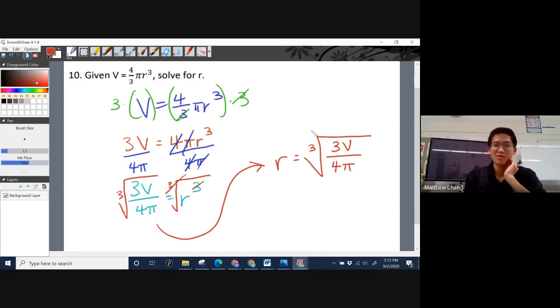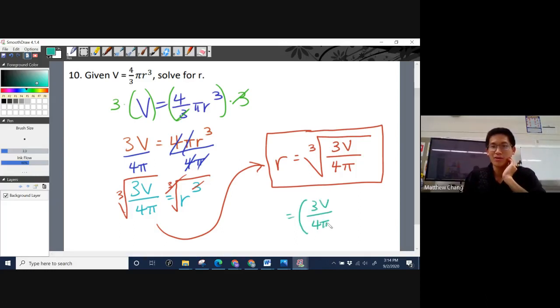And that's basically it. You could also express this a different way if you're wondering. You could write it as 3V divided by 4 pi raised to the 1/3 power. If you really wanted to, you could rewrite it like that as well, but if you want to just write it like this, that's fine.